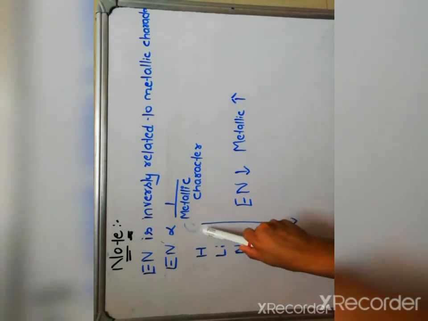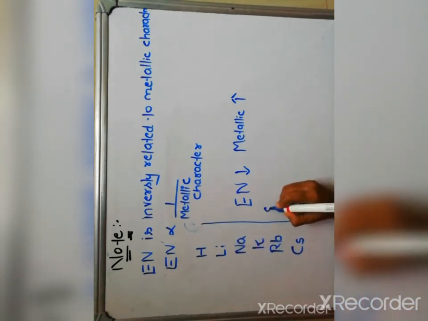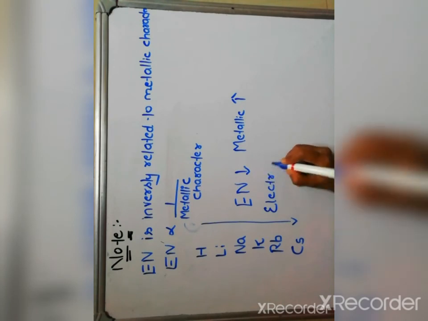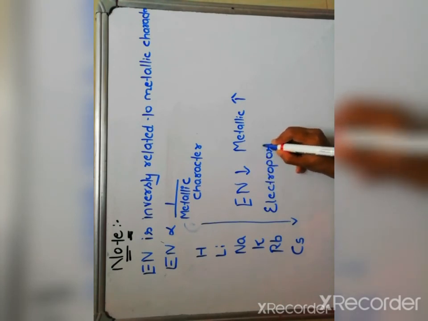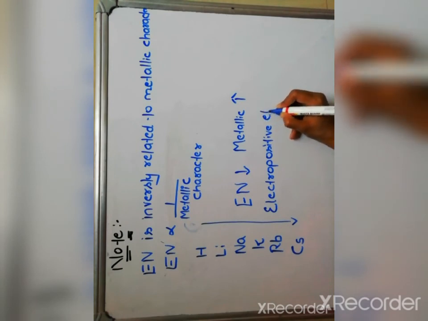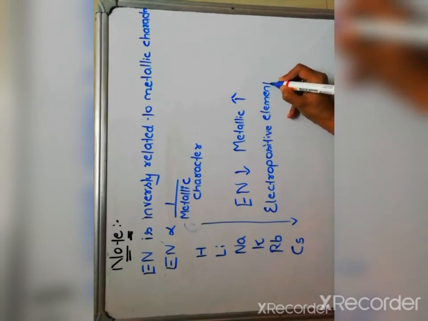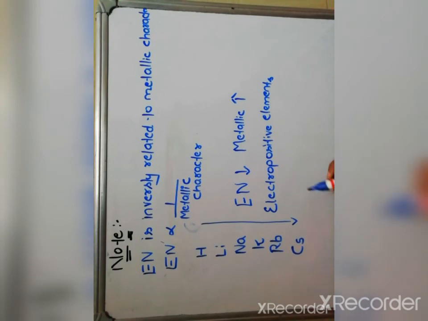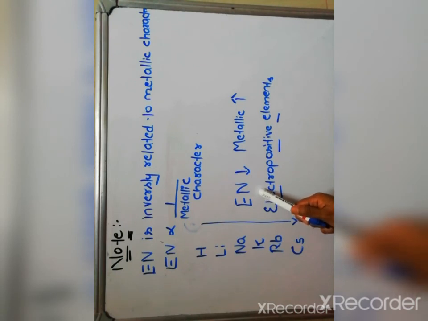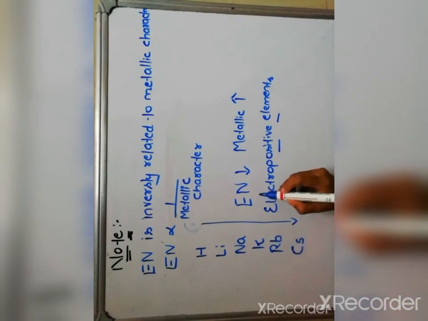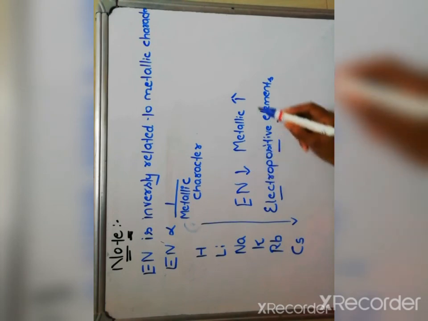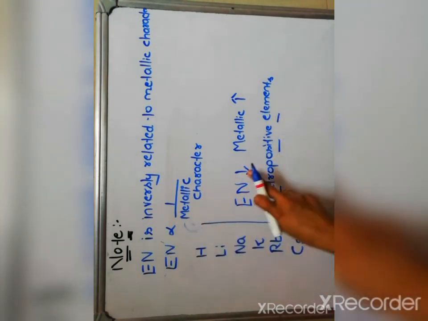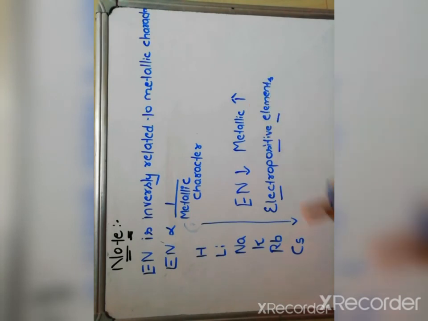We all know that the group 1 elements are called electropositive elements. Why are they called electropositive elements? Because they have a tendency to lose the outermost electron. Since the outermost electron is removed easily, we call it electropositive character. Do they have a tendency to gain electrons? No. For that reason, electronegativity decreases and metallic character increases. So this is inversely related to each other.